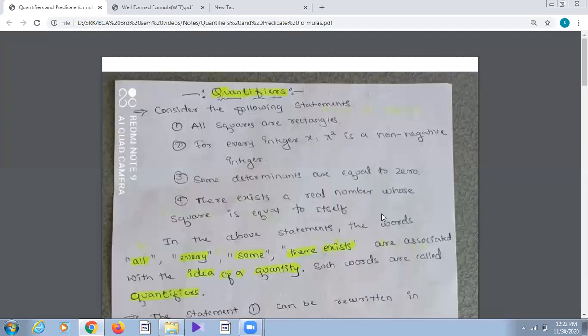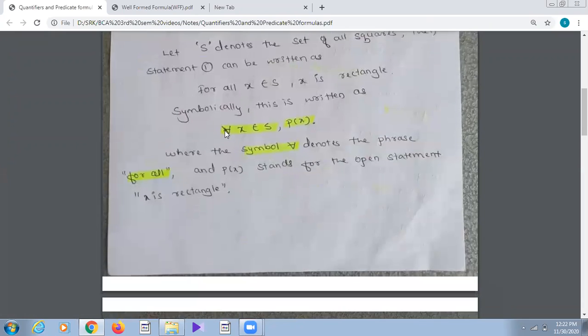For the universal quantifier, those phrases are telling about all the quantity of a particular idea, particular things. Examples are all, for every, for each, for any. So these come under the universal quantifier, and the symbol is like this. This is the universal quantifier.